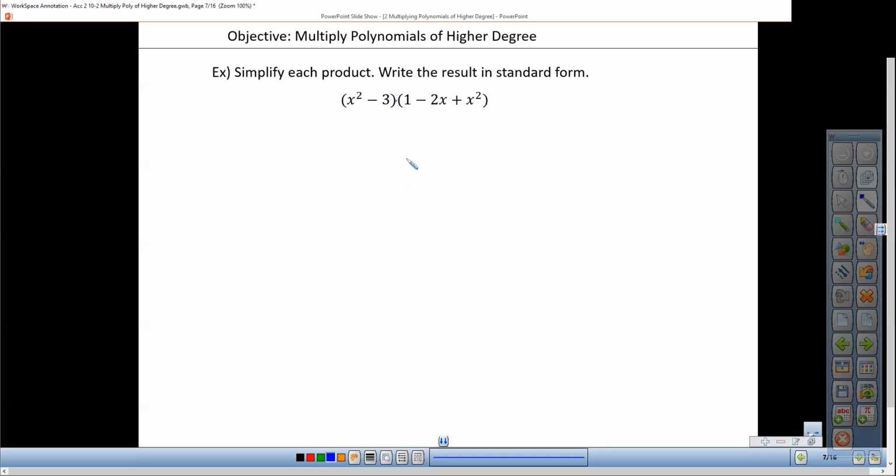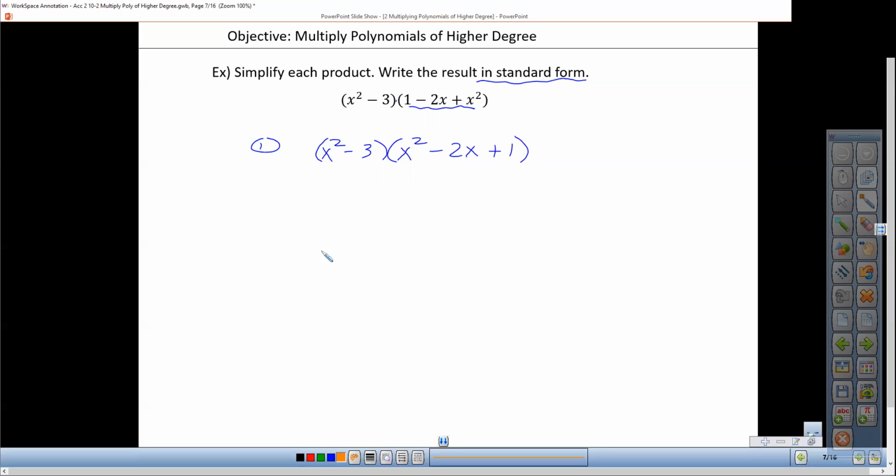And what I'm going to do here first isn't absolutely required, but it does often make the procedure and getting the final answer into its standard form a whole lot easier. So I am going to rewrite the problem first, so both of these polynomials are in standard form. The first one, x squared minus 3, is in standard form, but the trinomial is not. So the first thing I'm going to do is rewrite this trinomial in its standard form, which would be a positive x squared minus 2x plus 1, because the 1 is positive.